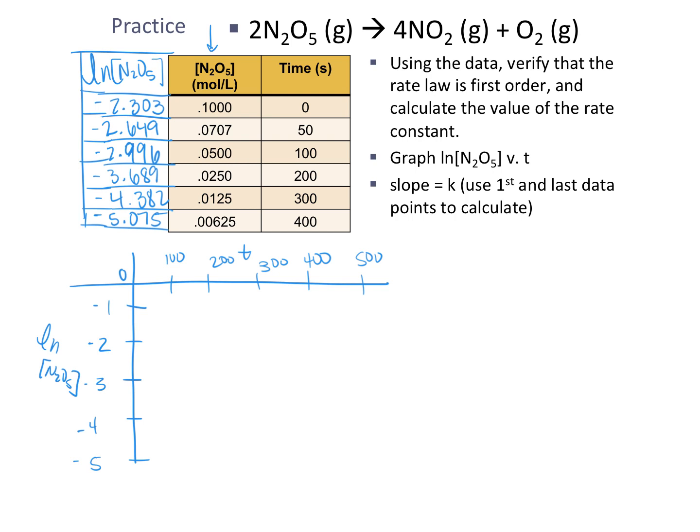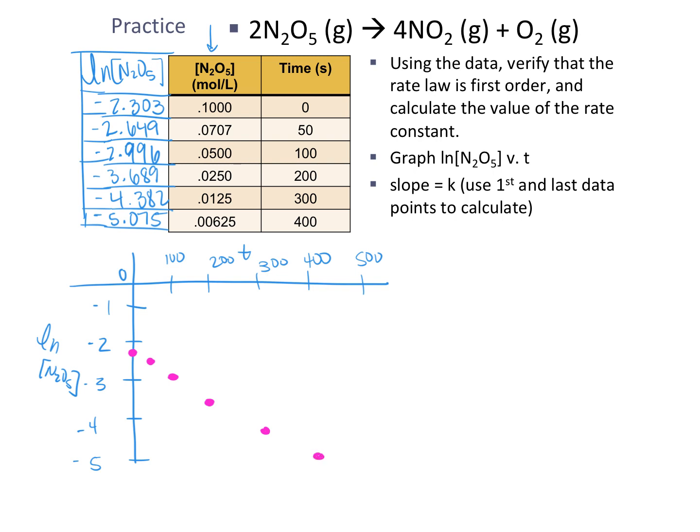Oh, wait, I'm off. Oh, I missed it. 50 was the next dot. That was my fault. Okay, so 50 is going to put us a little closer here. All right, there we go. At 200, I'm at -3.7. All right, so I'm going to check.